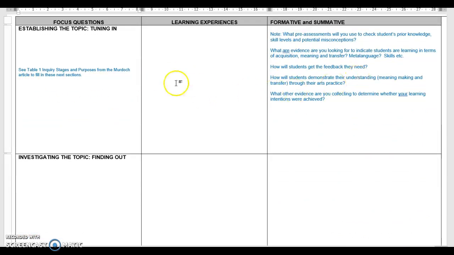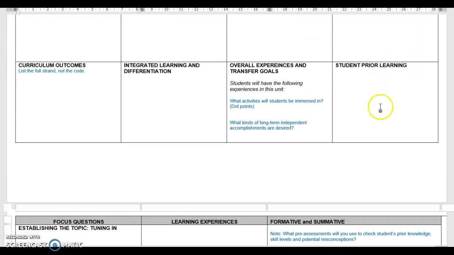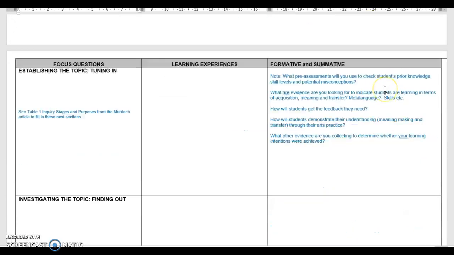Okay, so focusing on the Murdoch and Wilson stages, the tuning in stage here, the learning experiences that you're going to get the students to undertake is all about engagement, gauging prior knowledge, designing tasks that are going to make it visible to you how the students are thinking. So this is all about gathering evidence to help you understand where students are in terms of their thinking and levels of understanding. So it's connecting the new information with the known information for the students. So you can see the link to the importance of this cell here.